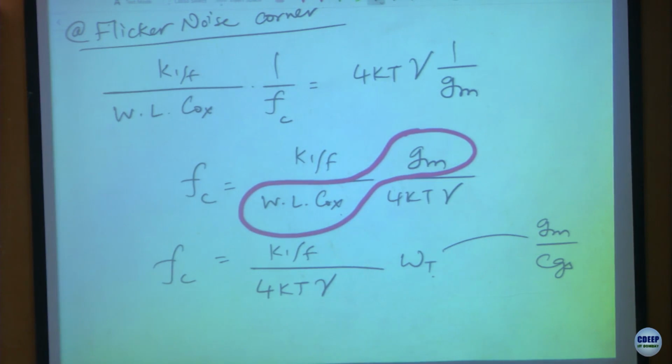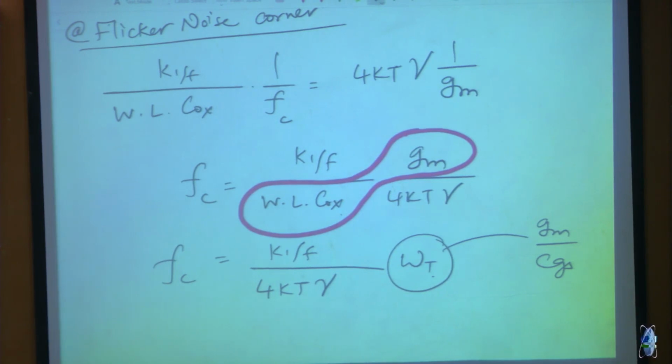Okay. So what does that tell? This gives us a lot of insight, this particular expression. What is it telling you? What are we trying to do with this number? As we go, not process corner, but as we go to higher and higher resolution processes, let's say from 180 nanometer to 65 nanometer to 28 nanometer, what do you think happens to omega T, the FT of the transistor? It will increase, right? Because that's why we are in that game. We are trying to increase the FT.